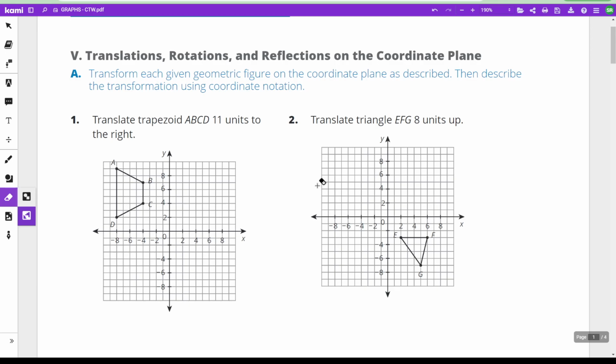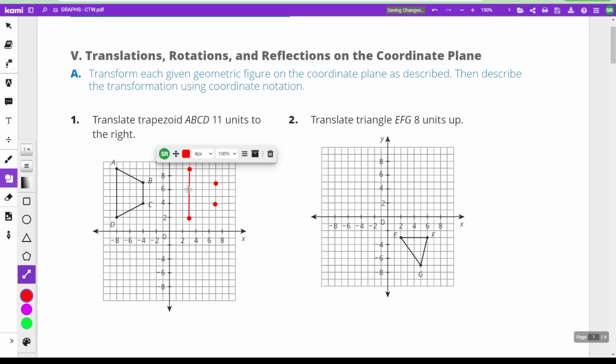Question 1 says to translate trapezoid ABCD 11 units to the right. Translate is another word for slide. So if I slide A 11 units to the right, it should end up right here, right? You just count out 11 units. Same thing for D. If I slid it 11 units to the right, it ended up there. And for C, and then finally for B. And the final shape should look like this.